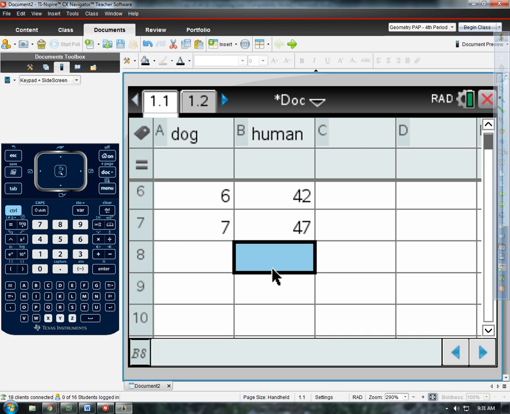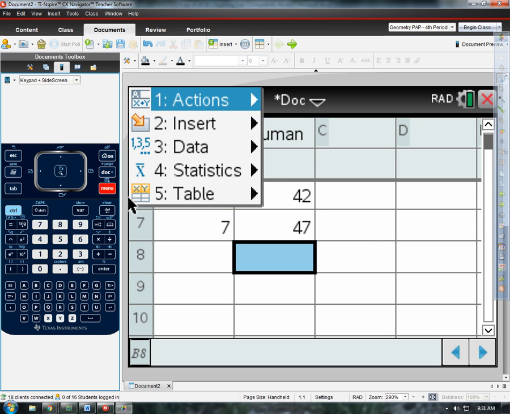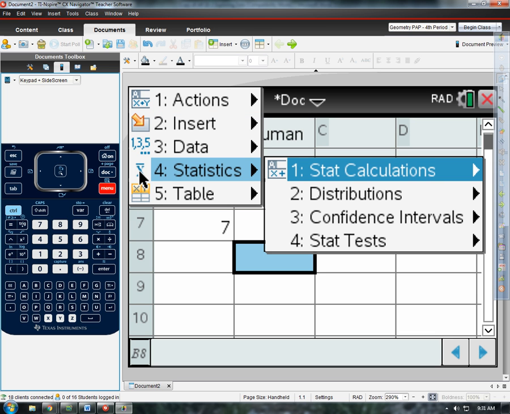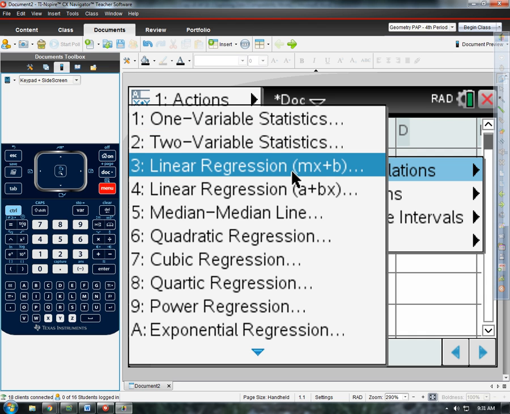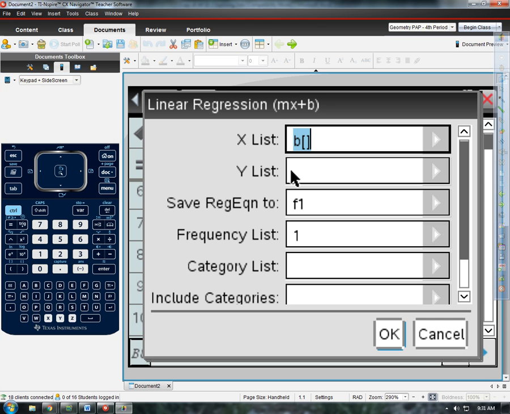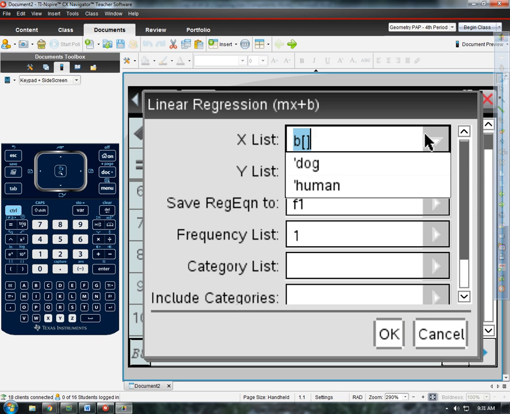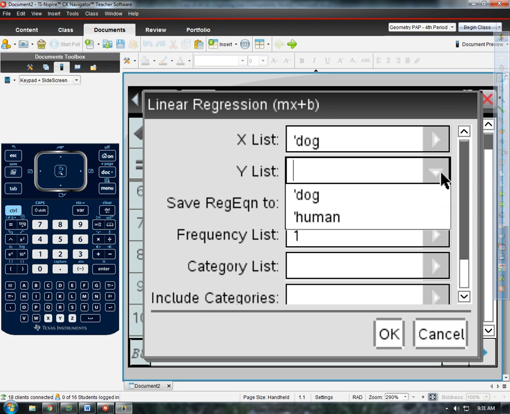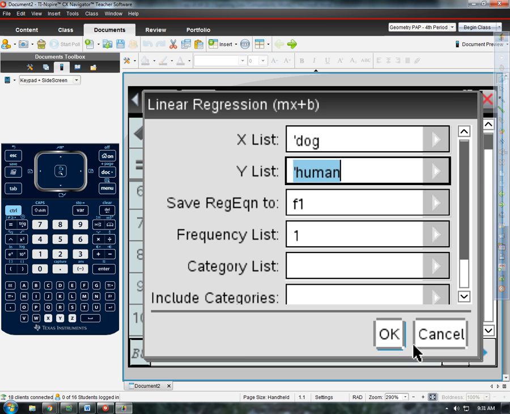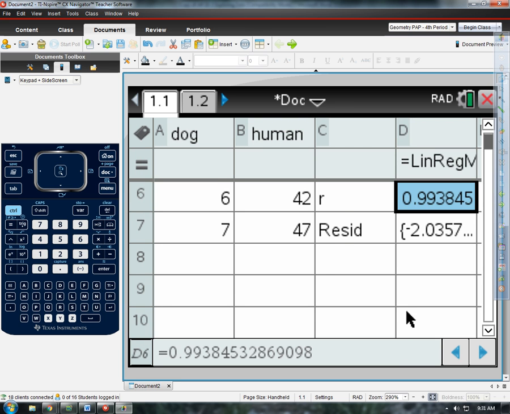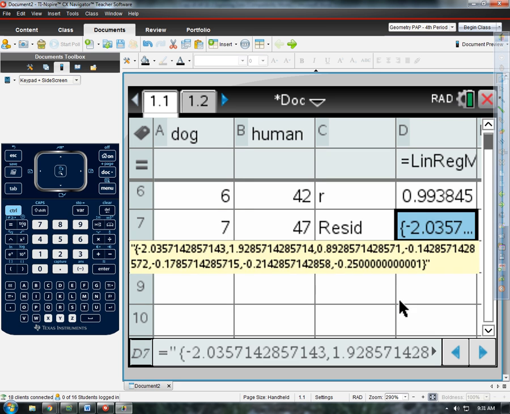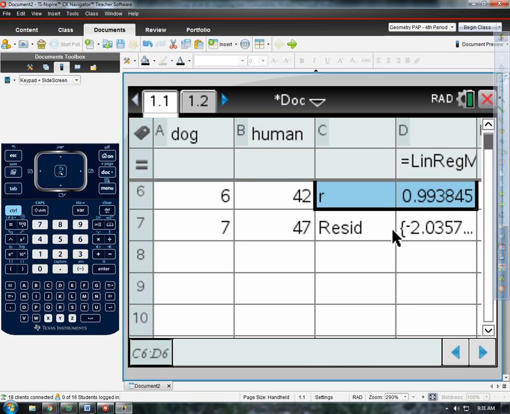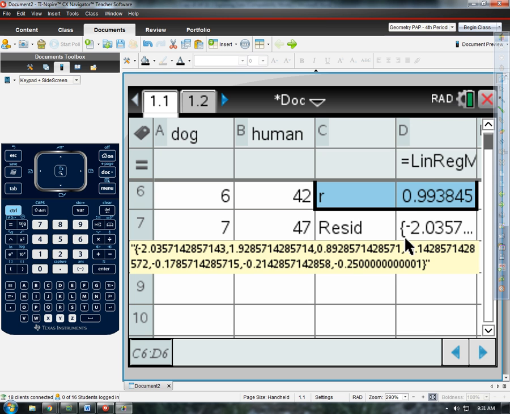So, making sure I'm in a blank square, I'm going to type menu. I'm going to go to statistics. Then I'm going to go to stat calculations. And then I'm going to do number 3, linear regression, mx plus b. My x-axis was dog years. My y-axis was human years. That's all I have to do. Hit OK. Alright, here's all the garbage that it spit back. Since this is really close to 1, there is an extremely strong correlation here.